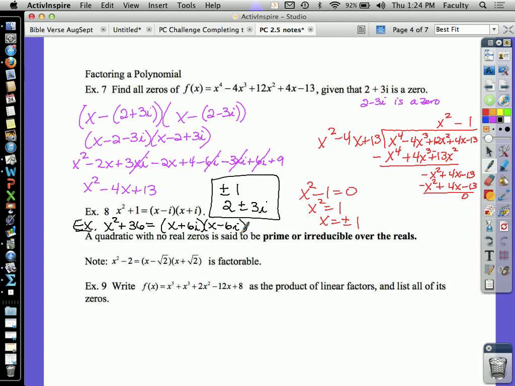All right, example 9 says write f of x as the product of linear factors and list all of its zeros. This is an awesome problem. You're going to see all sorts of mathematics come out on this one problem. All right, if you remember a previous section, they would give us a 0 to start with, and then we could do synthetic division and get it down to something we could work with. They gave us nothing and said, factor it completely and list all the zeros. Well, yesterday when we did the first part of 2.5, we put a tool in our tool belt. What's going to help me come up with at least one of them?